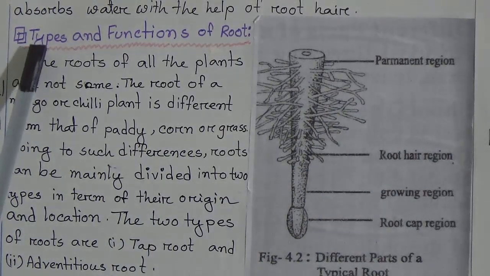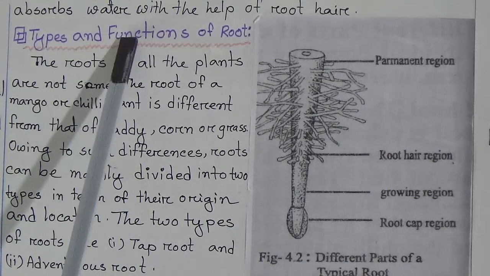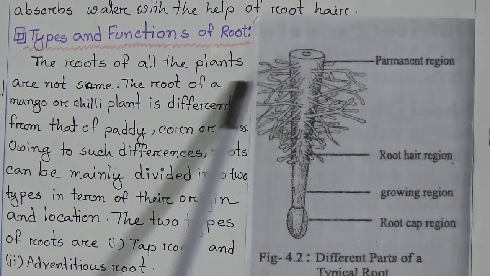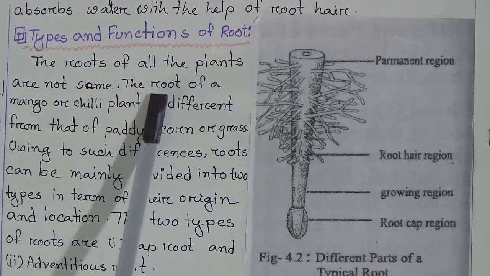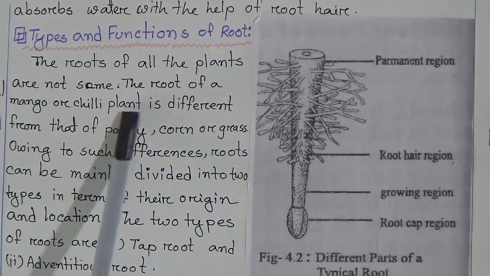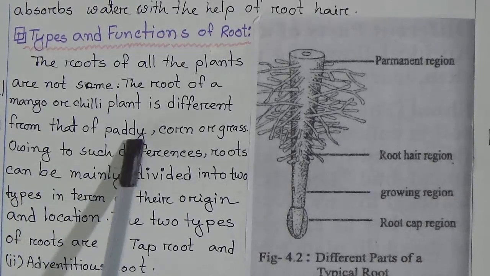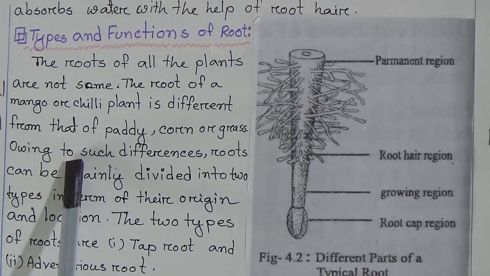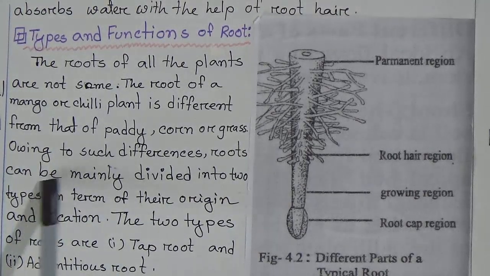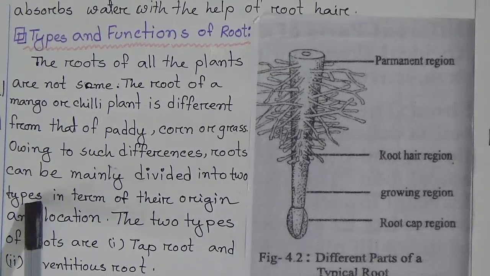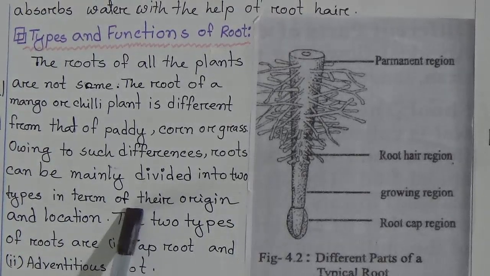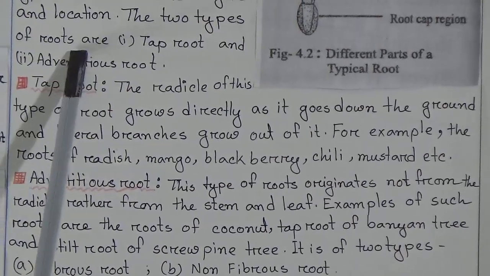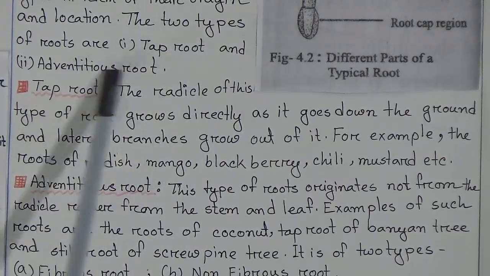Now come to the next point, types and functions of root. The roots of all plants are not the same. The root of a mango or chilli plant is different from that of paddy, corn or grass. Owing to such differences, roots can be divided into two types in terms of their origin and location. The two types of roots are taproot and adventitious root.